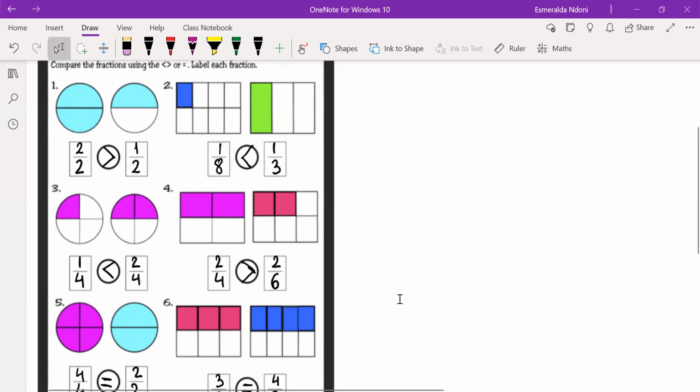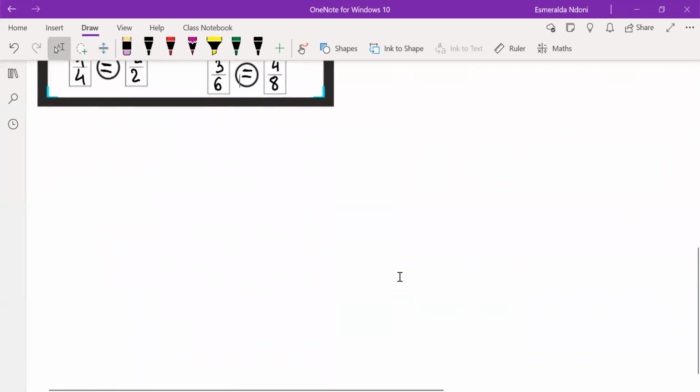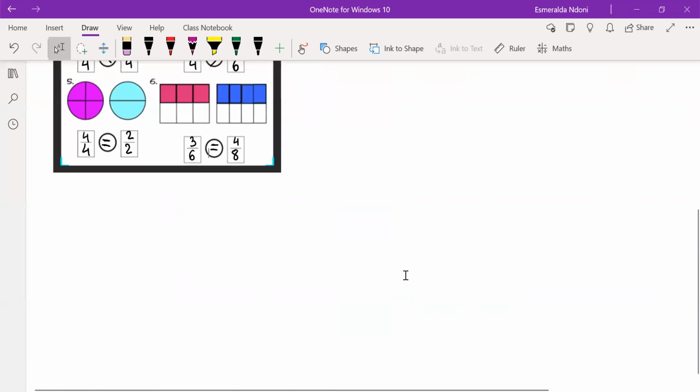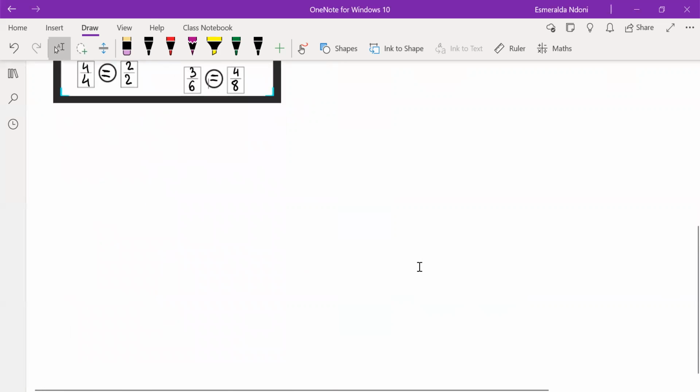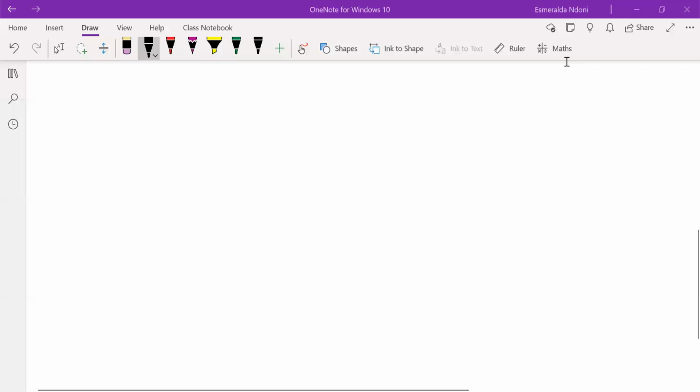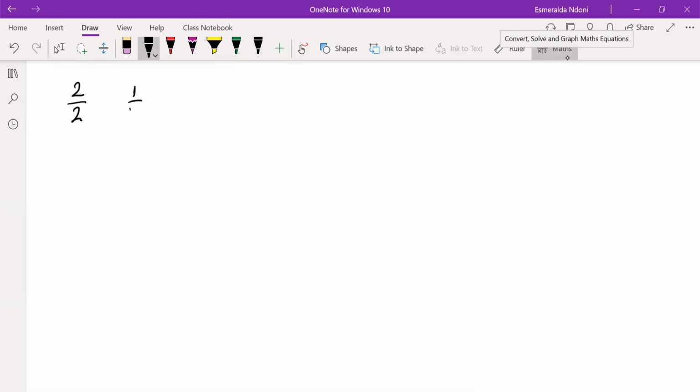Now, it was fairly easy when we had the diagrams. But what will happen when we don't? So let's take the diagrams away and let's try to compare fractions without them. Okay, so on the first diagram, we had 2 out of 2, and we need to compare it with a half.